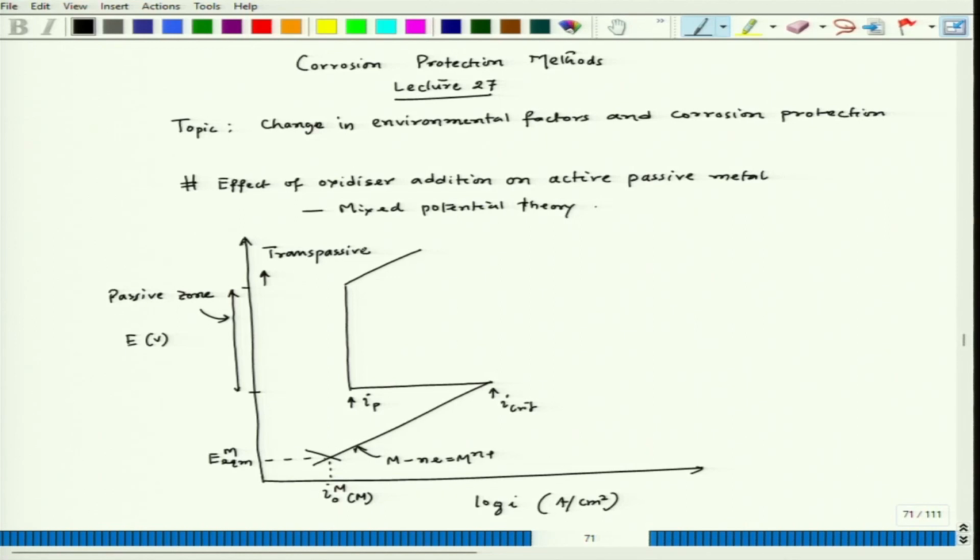Now, if we take a generalized oxidizer, let's say OX, which is oxidizer or oxidant, and red, let us say it is a reductant. So, OX plus E equal to red.